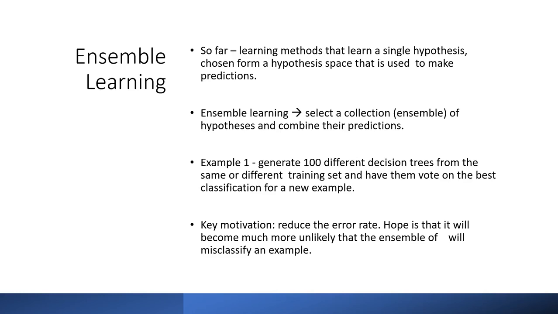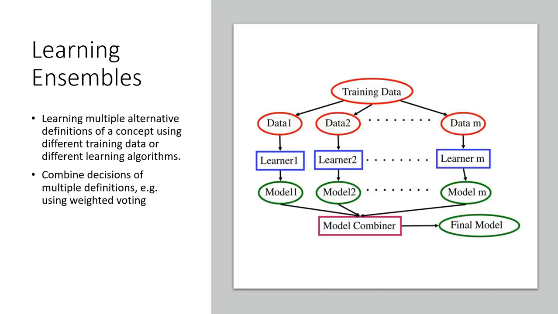So with ensemble learning, so far our learning methods learn a single hypothesis from a chosen hypothesis space that's used to make our predictions. Now with ensemble learning, we can select a collection, or ensemble, of hypotheses and combine their predictions. For example, we could generate 100 different decision trees from the same or different training sets and then have them vote on the best classification for a new example. The key motivation of ensembling is to reduce your error rate, and hope that it becomes much more unlikely that the ensemble will misclassify an example.